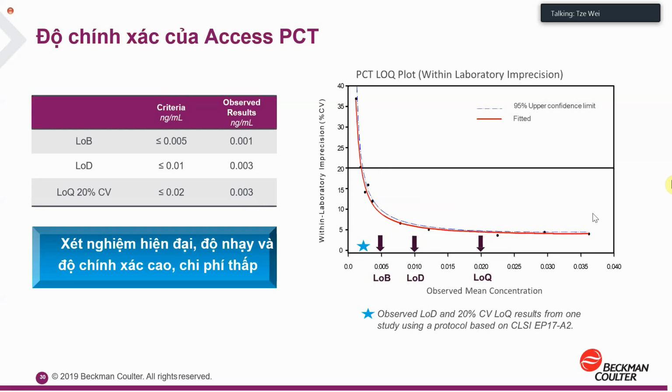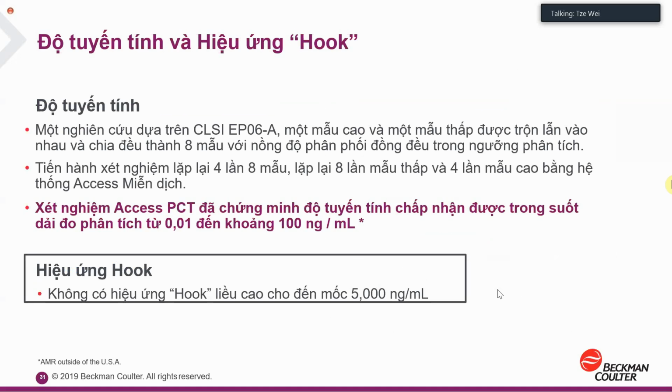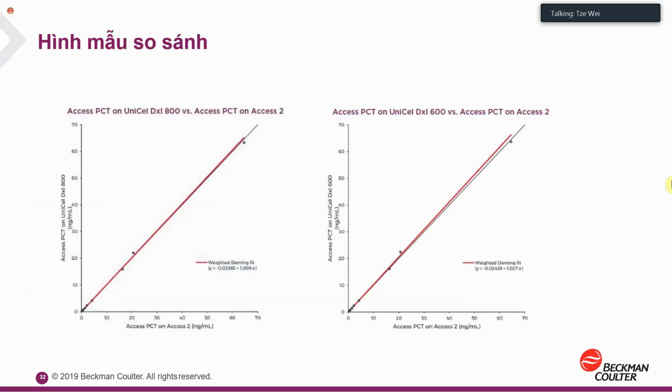So this is just to show you the laboratory precision curves, and that's where our limit of blank, limit of detection, and limit of quantification falls. In terms of linearity and hook effect, we did a study using one high sample, one low sample mix to make 8 sample concentrations across the entire analytical measuring range. And we saw acceptable linearity throughout the analytical measuring range of 0.01 to 100 nanograms per mil. In terms of hook effect, we do not see any high dose hook effect up to 5,000 nanograms per mil.